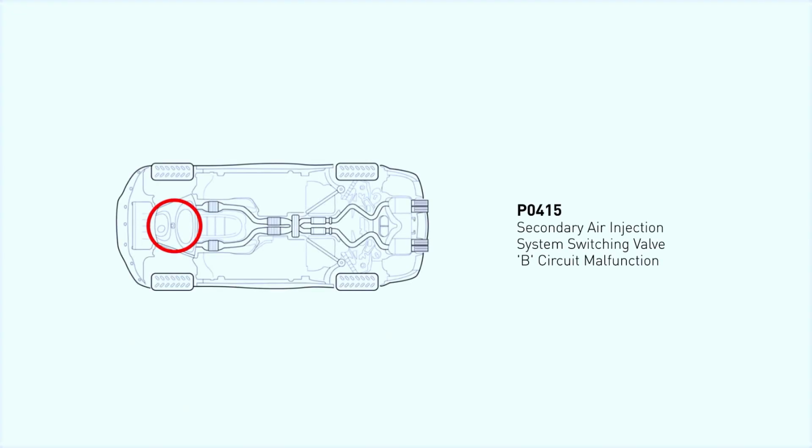The P0415 code is commonly triggered by a faulty one-way check valve in the secondary air injection system. This valve can allow condensation to enter the pump, leading to pump failure or electrical circuit overload. Another possible cause is hot engine exhaust damaging the system's wiring and connections.